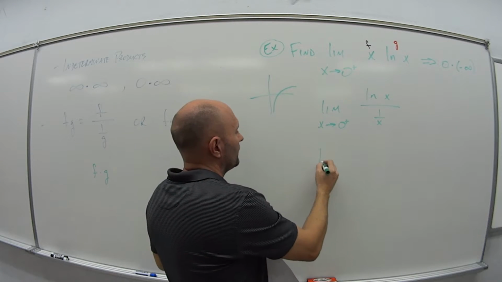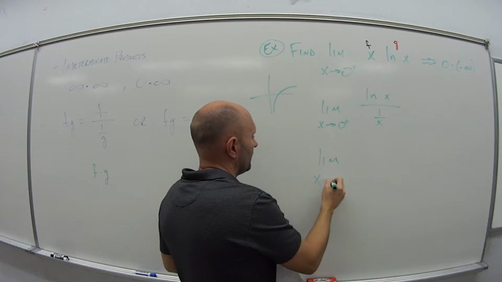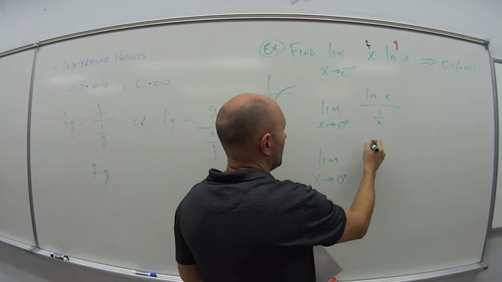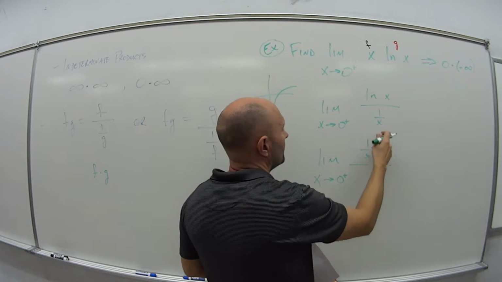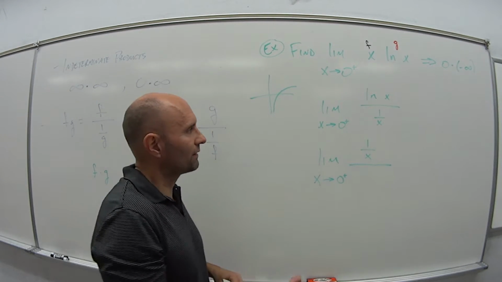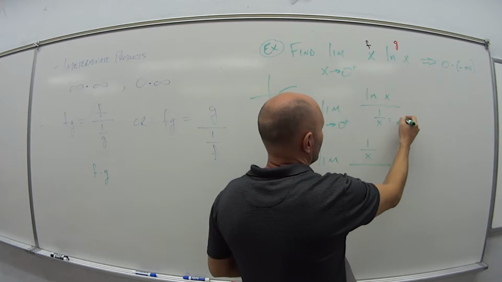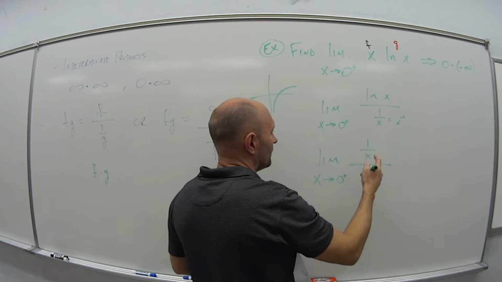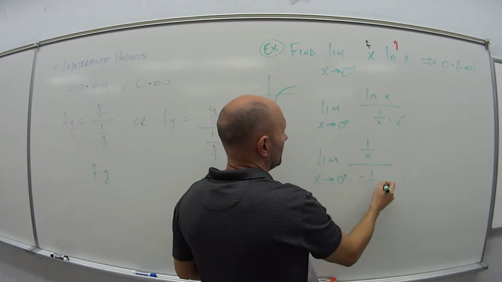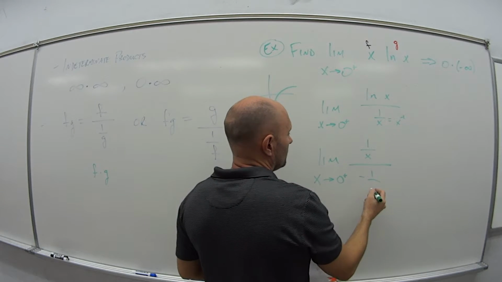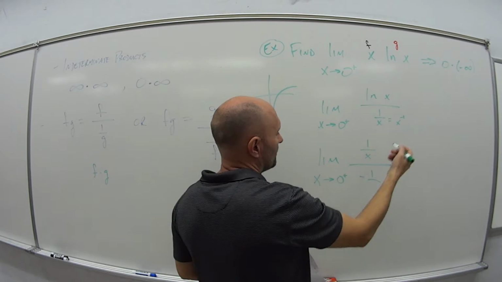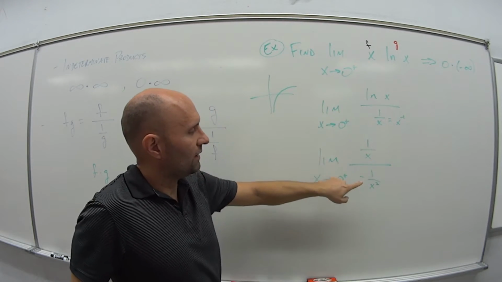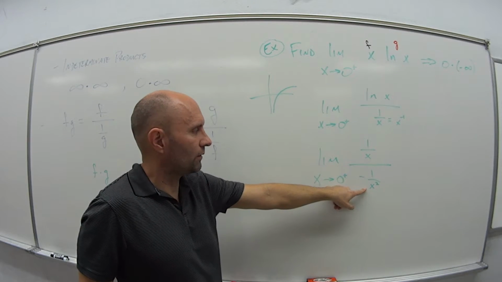So if I use L'Hopital's, I need to take the derivative of the numerator and the derivative of the denominator. Derivative of natural log of x is what? It's 1 over x. And the derivative of 1 over x, this is equivalent to x to the minus 1 power. So if I take the derivative, I bring the exponent down, negative 1, subtract 1, so that's minus 2. So x to the minus 2, which is x squared in the denominator. So the derivative of 1 over x is negative 1 over x squared.